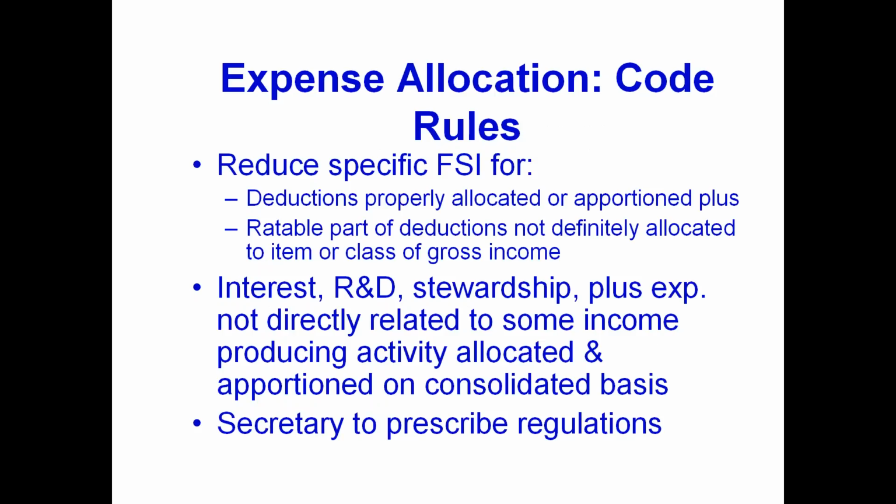So let's go back to what the code says on this. The rules are pretty limited in the code. We're supposed to reduce specific items of foreign source income for deductions properly allocated and apportioned to those items of income, plus a ratable part of deductions not definitely allocated to an item of or class of gross income. And we're going to get to what that magic phrase there at the end, class of gross income, means momentarily.